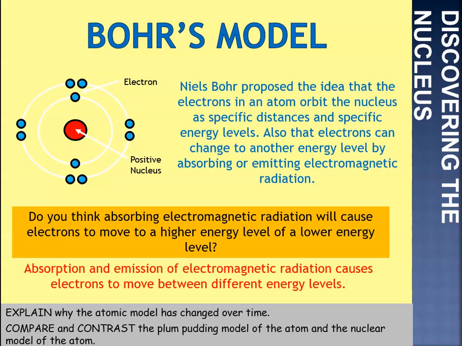Absorption and emission of electromagnetic radiation causes electrons to move between different energy levels. So absorbing electromagnetic radiation gives the electron more energy, and it moves to a higher level. When it emits energy, it moves to a lower level.